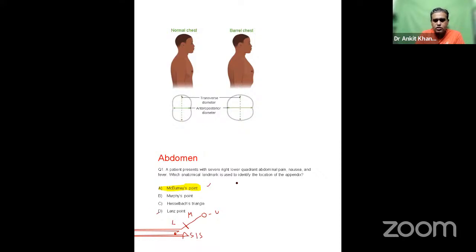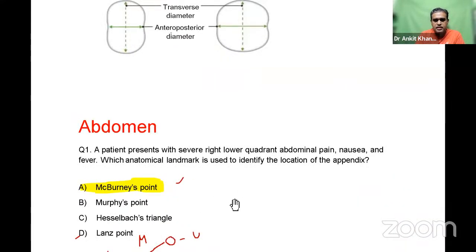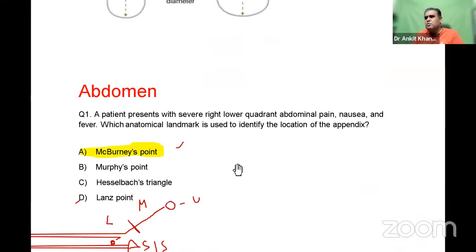But if you look at the other two options as well, Murphy's point is basically in the right upper quadrant. You know, there's gallbladder disease and all, then we use Murphy's sign and Murphy's point. Hasselbach's triangle is for inguinal hernias. When there is a direct inguinal hernia, it will only come through the boundaries of Hasselbach's triangle.